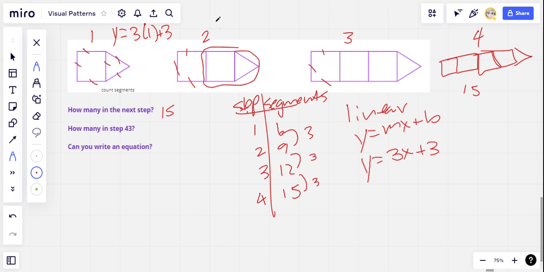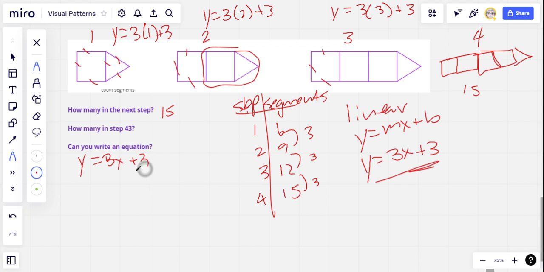Let's see if that works with step 2. So y equals 3 times 2 plus 3. 3 times 2 is 6, plus 3 is 9. Yeah, that's how many you have in step 2. Let's try with step 3. Y equals 3 times 3 plus 3. A lot of 3's there. 3 times 3 is 9, plus 3 is 12. Yeah, that's how many we have in step 3. So this equation looks good. Y equals 3x plus 3.